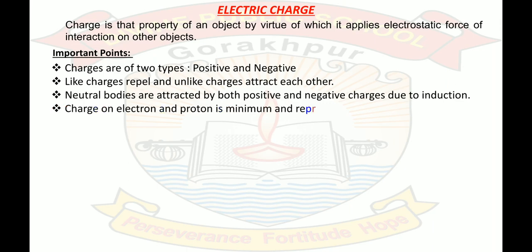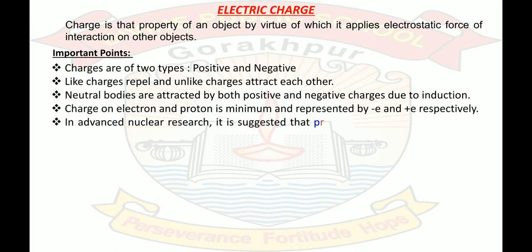Next point is, the charge on electron and proton is minimum and it is represented by minus e and plus e respectively. But in advanced nuclear research, it is suggested that proton and neutron, which are inside the nucleus, are composed of basic units, and that basic unit is called quark. Proton is itself made of some particles, and neutron also. Those basic particles are called quarks.